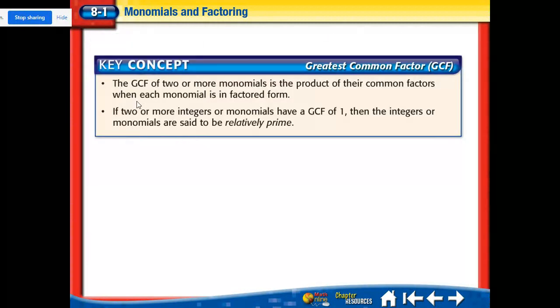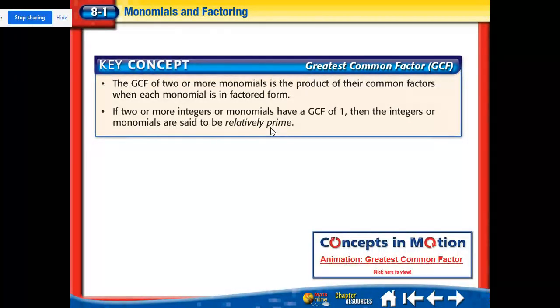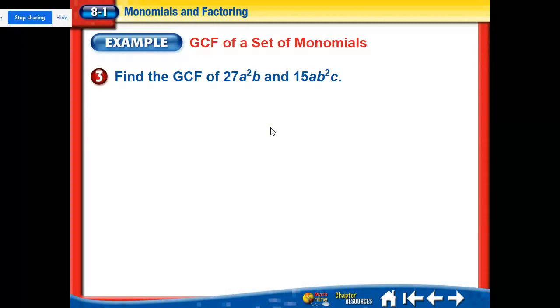So a key concept: the greatest common factor of 2 monomials is the product of their common factors. If there are none, we consider them relatively prime. So let's take a look at one. If we want to find the greatest common factor between these two, we're looking to see what's the biggest number that multiplies into them, and also what's the most variables that they have in common. Now, most of you can probably look at this and know right away that 3 is probably the biggest number. They have an A, 1 B, and no C's.